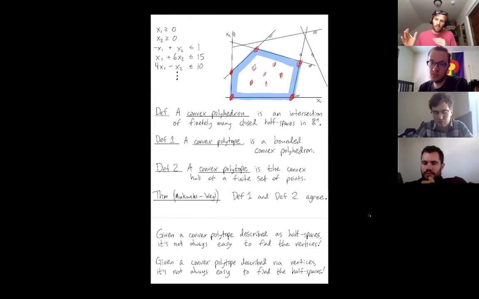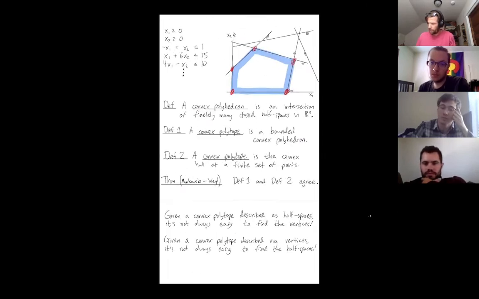So good algorithms exist to go from the half spaces to the vertices, or to go from the vertices to the half spaces, but they scale poorly with the dimension of Euclidean space. So as you get into higher and higher dimensional Euclidean space, these algorithms get worse and worse. So yeah, you can definitely go from one to another on a computer. There's good software for this, but the running times of those algorithms scale poorly with the number of points and the dimensions.